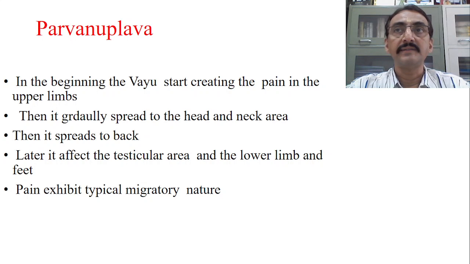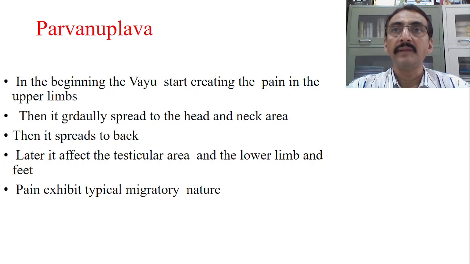The shloka tells that this is one of the clinical presentations where the child starts experiencing pain in the upper limbs in the beginning. It's not specified whether it is in the upper limb or the upper limb joints, but as Parva suggests joints, we can take it as joints. So the child starts experiencing pain in the joints of the upper limb. This is because of Vayu. All pain is because of aggravated Vayu, as we know. So aggravated Vayu starts creating pain in the joints of the upper limbs.